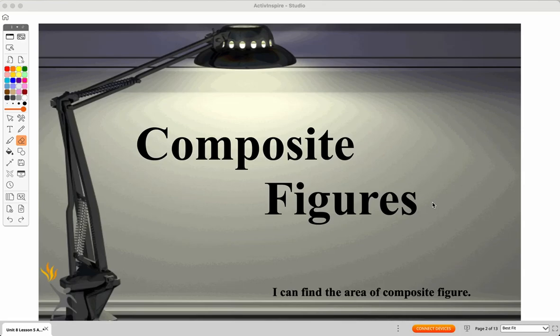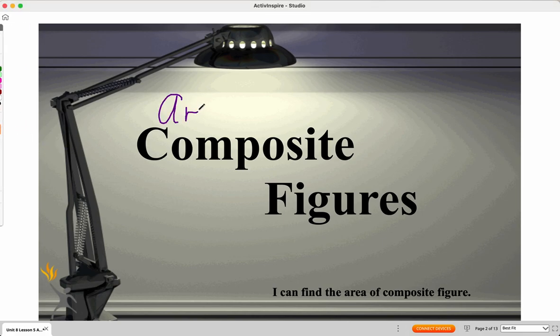So today let's take a look at composite figures. Really we're looking at the area of composite figures, not so much the perimeter. We did that a little bit yesterday. And you had a little introduction to this yesterday on your notes and on your homework, but we're really going to delve into it today. So the goal of today is that you can find the area of composite figures.